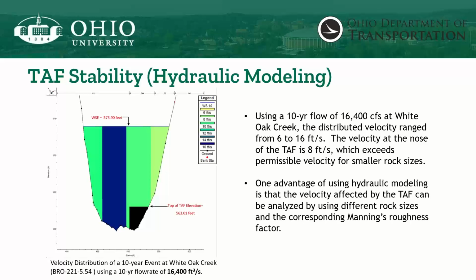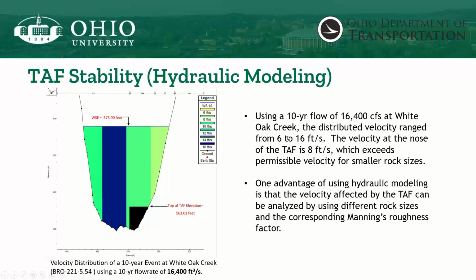So for this particular site, we just want to see, okay, what if a 10-year event occurs at this site, and then what happens? So here, same site, Wild Creek, we use a 10-year flow, 16,400 CFS, and we ran the model, and we also used the distributed velocity feature in HEC-RAS, so you can see that. So it would be nice to see what area of the cross section has a higher velocity, that kind of stuff.